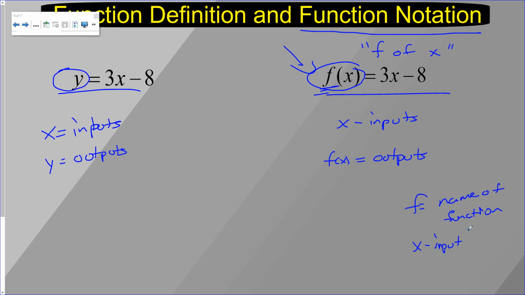It could be p of q, where p is the name of the function and q would be the input. And then instead of x's up in the equation over here, you would see q's. So it really means nothing. It's just the variable that we're plugging stuff in for.